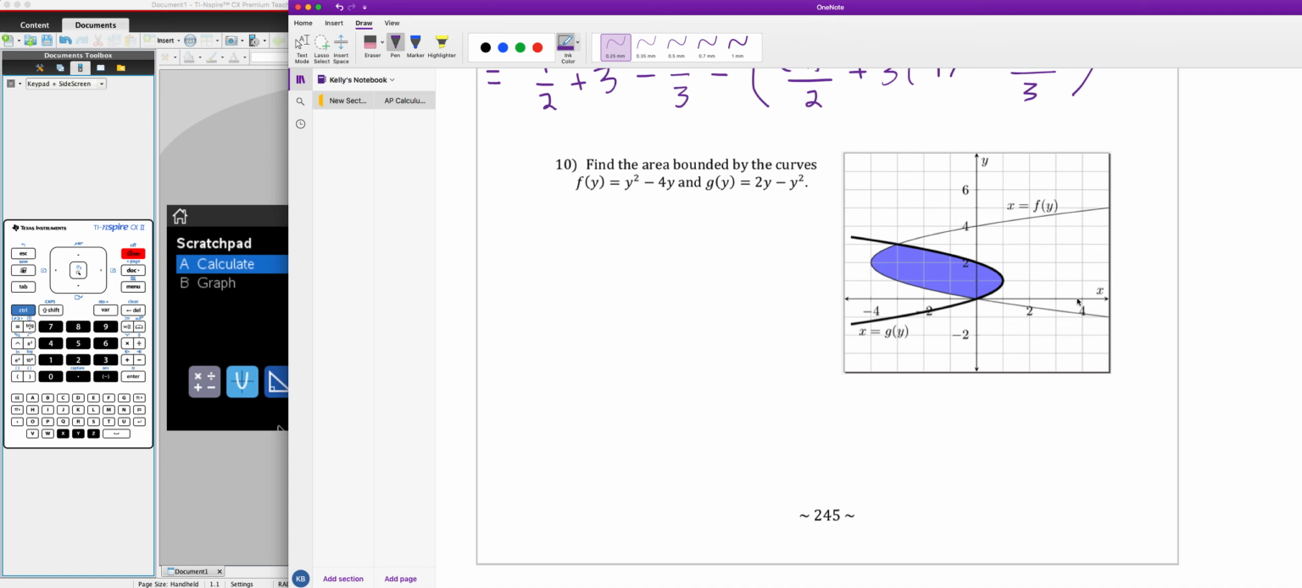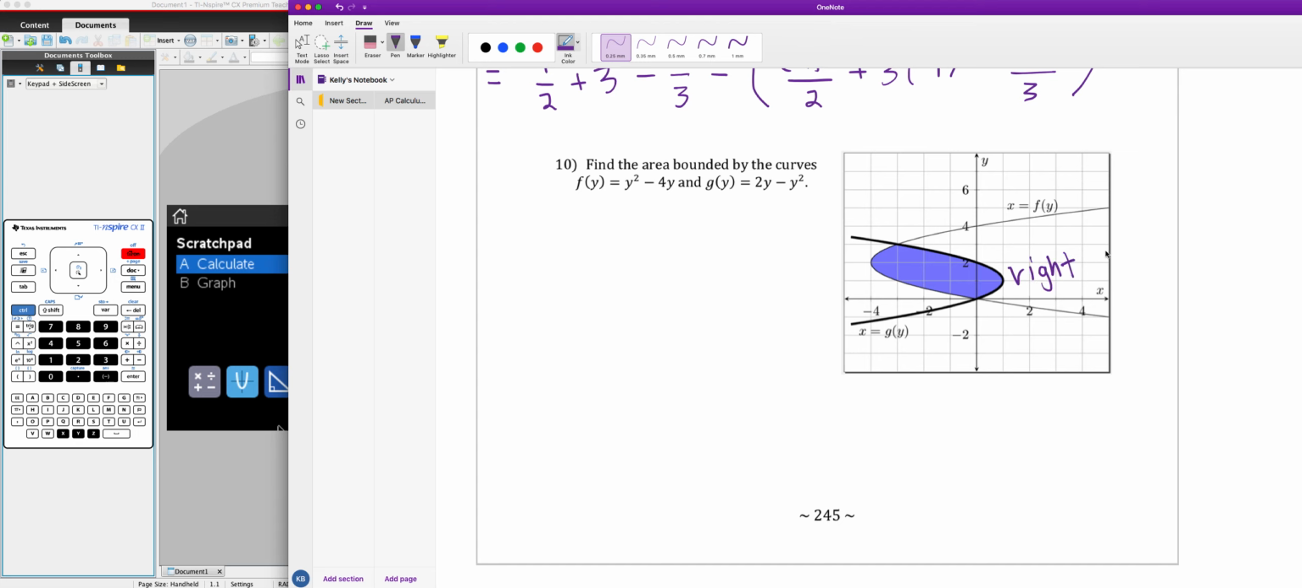Okay, setting up this graph. What we have here is this kind of boulder face graph, which is this g of y curve, which they told us is 2y minus y squared. And then this other graph over here, as it curves in on the left side, we have y squared minus 4y.